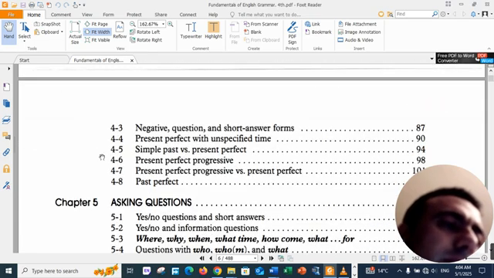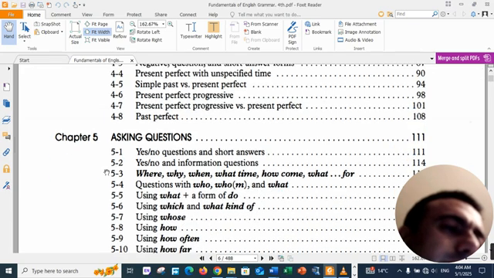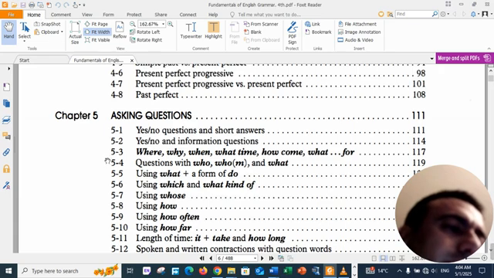4-3, negative question and short answer forms. 4-4, present perfect with unspecified time. 4-5, simple past versus present perfect. 4-6, present perfect progressive. 4-7, present perfect progressive versus present perfect. 4-8, past perfect. Chapter 5, asking questions.